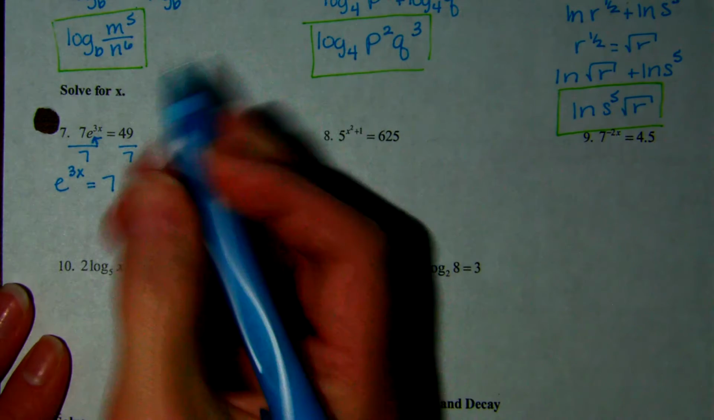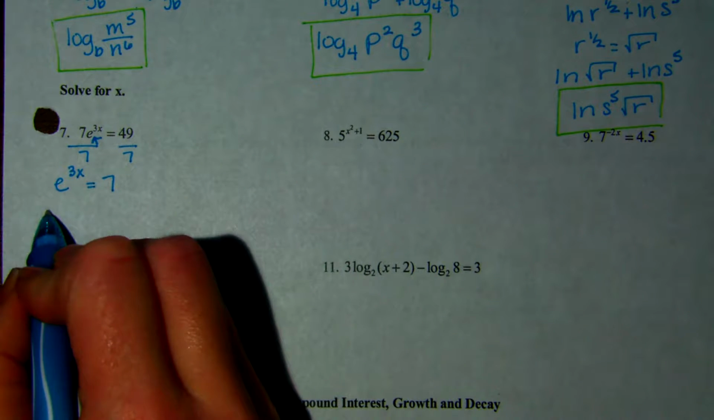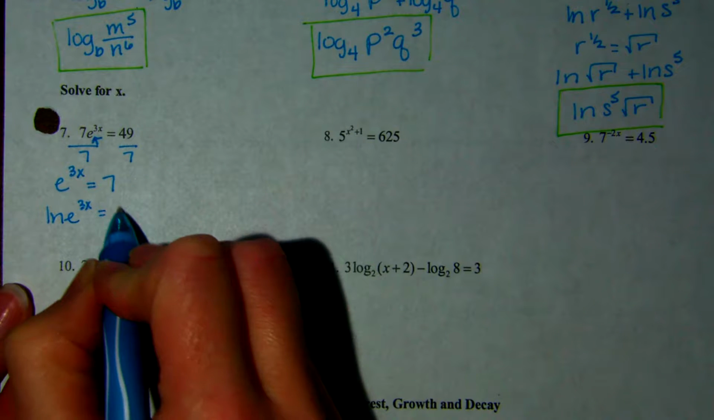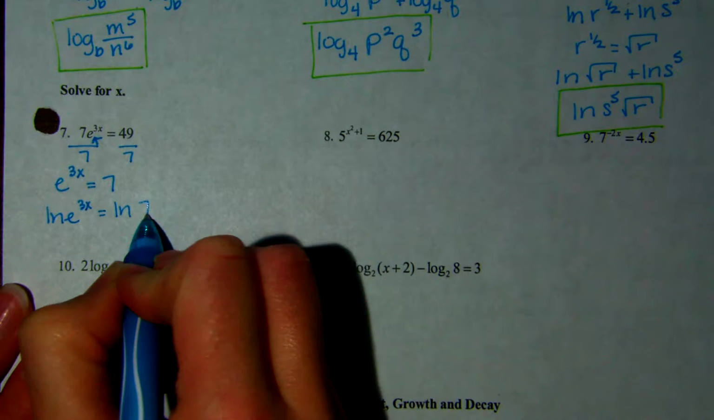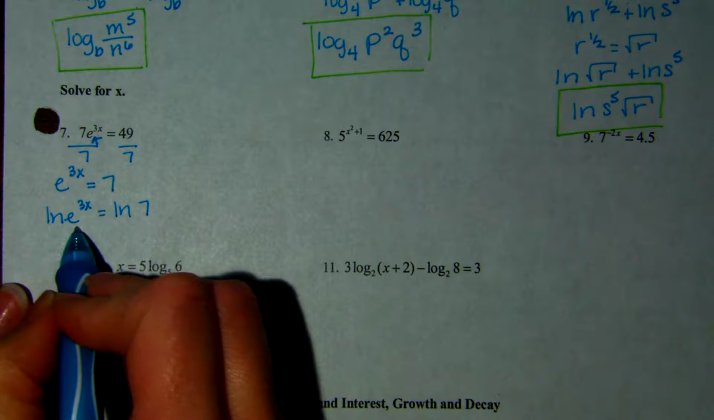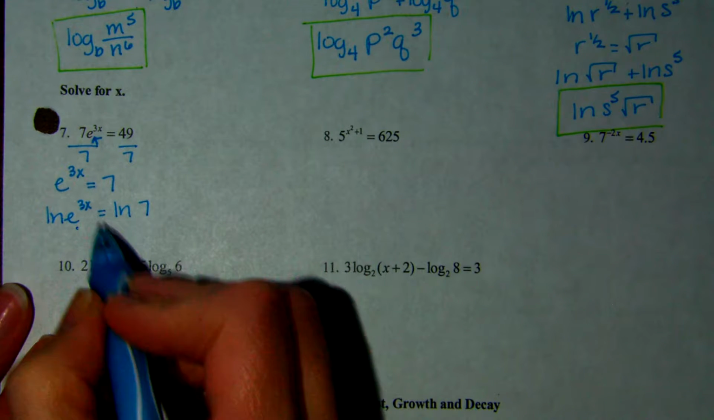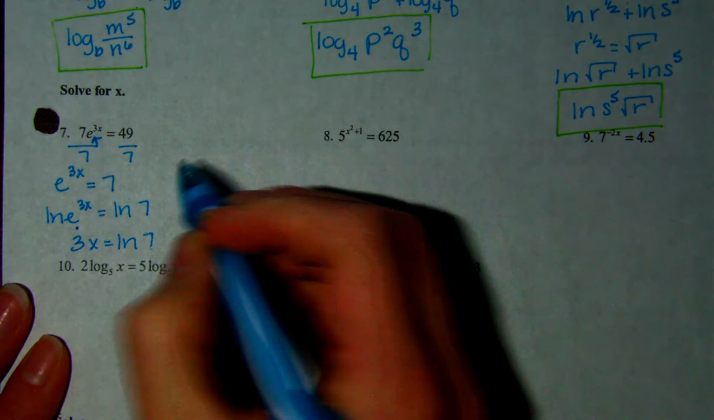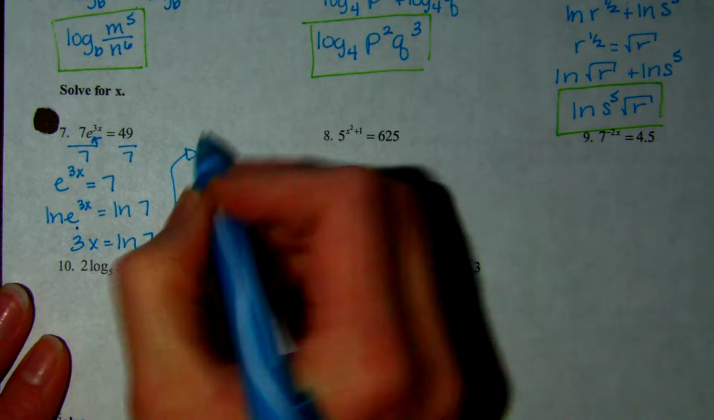I take the log with that base. So it's a base of e, which means it's a natural log. So ln of e to the 3x is equal to ln of 7. And what happens over here is that ln of e cancels out, and we just get 3x is equal to the natural log of 7. And from there, you can just solve the equation.